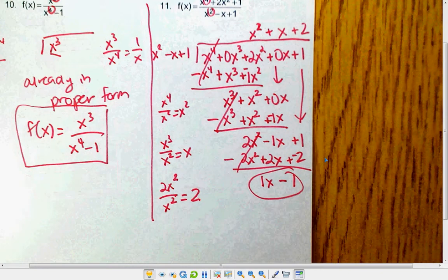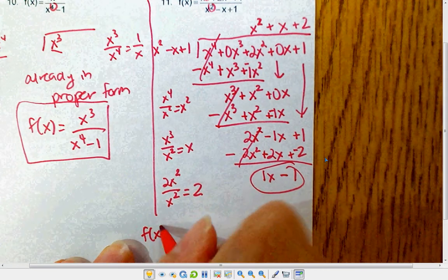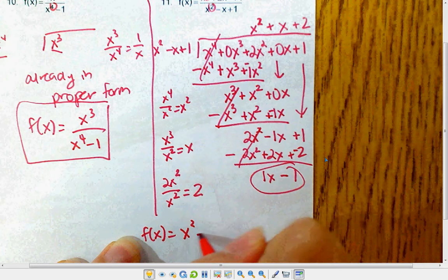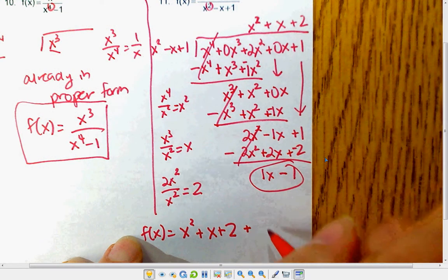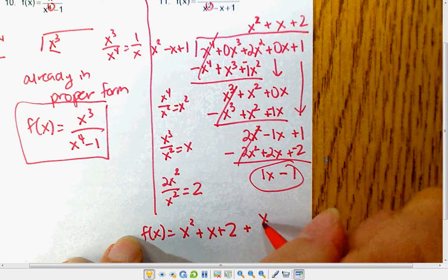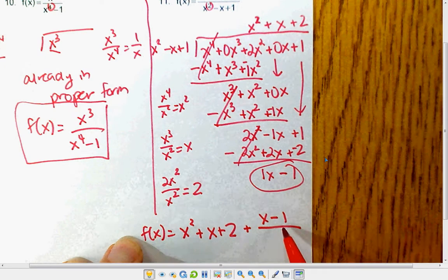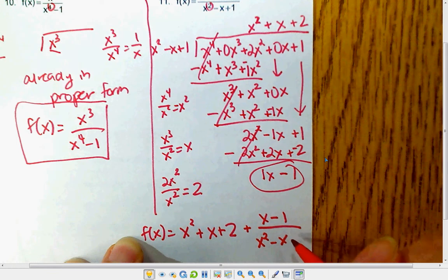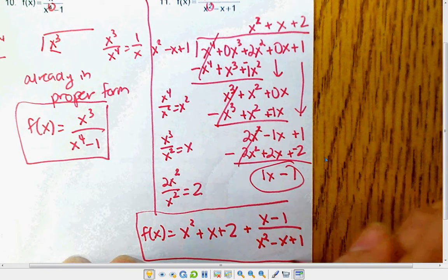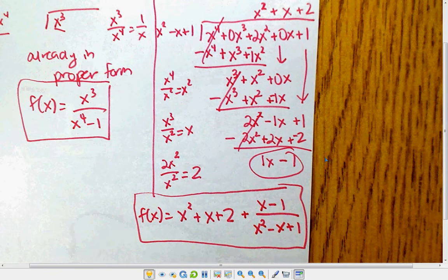So now I'm just going to rewrite my function. Again, it's my answer, so x squared plus x plus 2. And then I still have what's left over, which is the 1x minus 1. I can just write as x minus 1. It's still in my fraction over my original denominator, so x squared minus x plus 1. And this is my proper rational form.